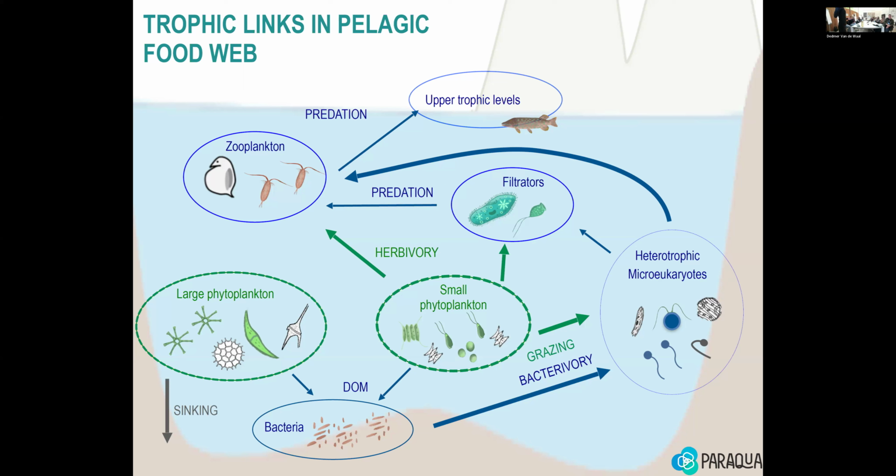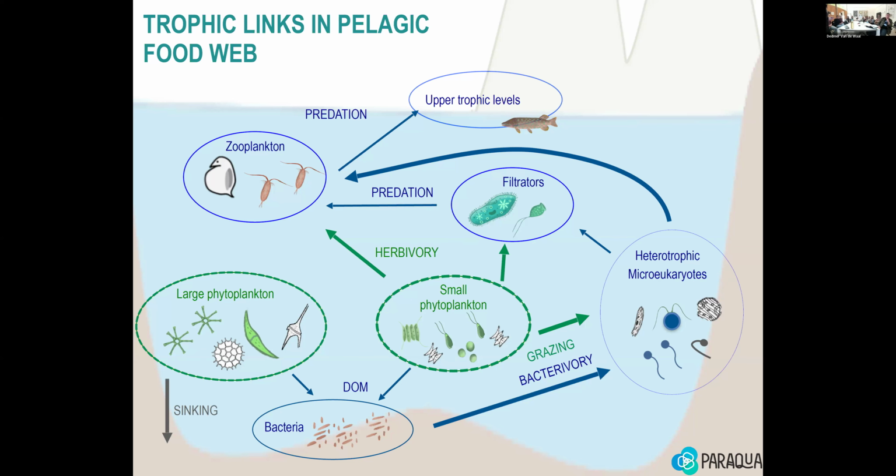This was something that was quite strong in the conception of these food webs. And the large phytoplankton, besides contributing to the solid organic matter pool, were mostly considered a sort of sink link, in the sense that a lot of the organic matter in the large phytoplankton was lost by sinking, because large phytoplankton is not really grazed by the consumer. So the size constraints were making this link not happen.